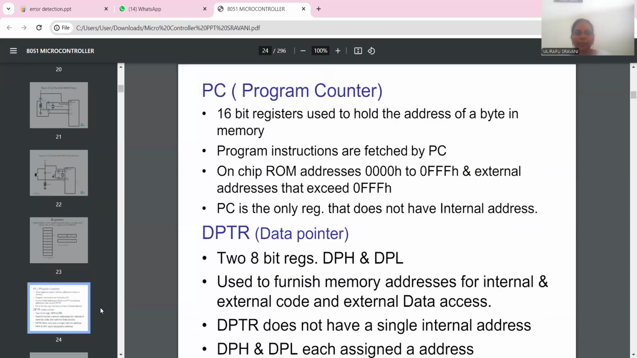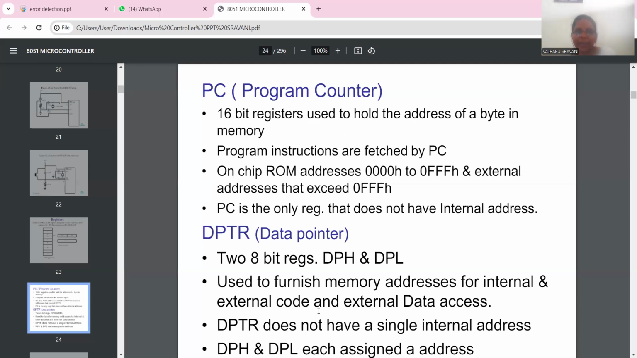Next, the program counter. What is the use of the program counter? For example, I am writing MOV A, R0. The next line is MOV B, R2. While we are performing the first line, the program counter will hold the address of the next instruction to be executed. For example, I am currently executing MOV A, R0, so the address of the second instruction is held by the program counter.